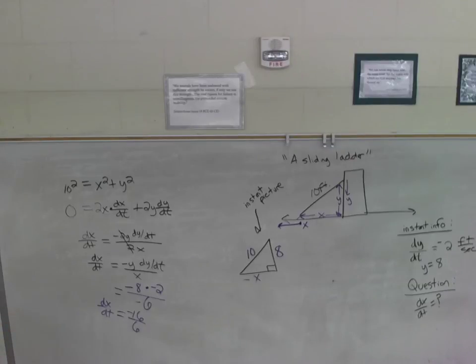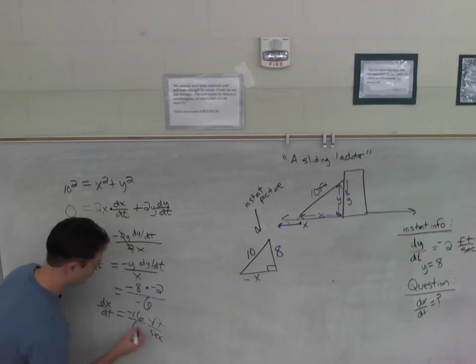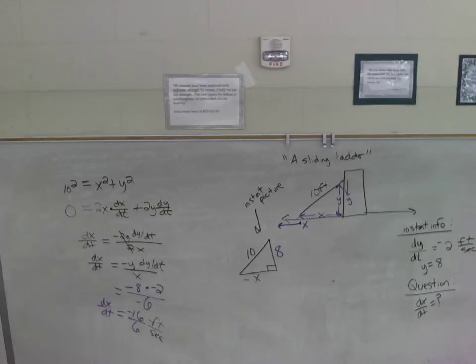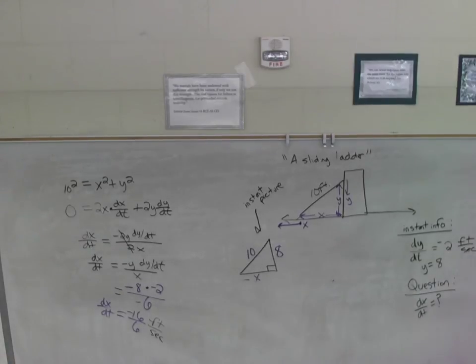Units. Feet per second, because that's a length. Good. And then we'd write it out in a sentence. I'm not going to because I'm dead. I need to take a break before philosophy. So we'll do a couple more.